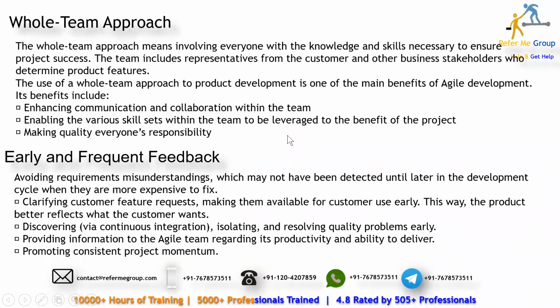Now, let's talk about the whole team approach. We have seen the approaches used by testing people, right? There is the whole team approach and there is early frequent feedback, right? So just allow me a minute.